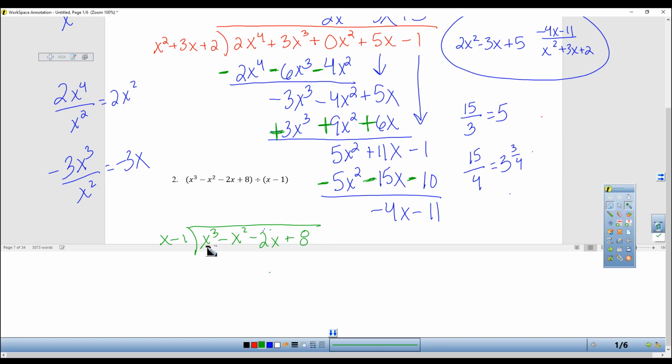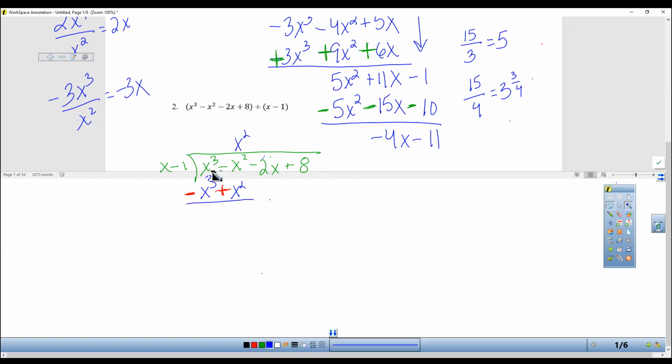Okay, so x cubed divided by x is x squared. So that's going to be my first thing that I write down. X squared times negative 1 is negative x squared, and x squared times x is x cubed. I change my color, and notice that this one subtracts and this subtraction becomes a plus. And the last time they all were minus or all were plus, but that is not the norm.